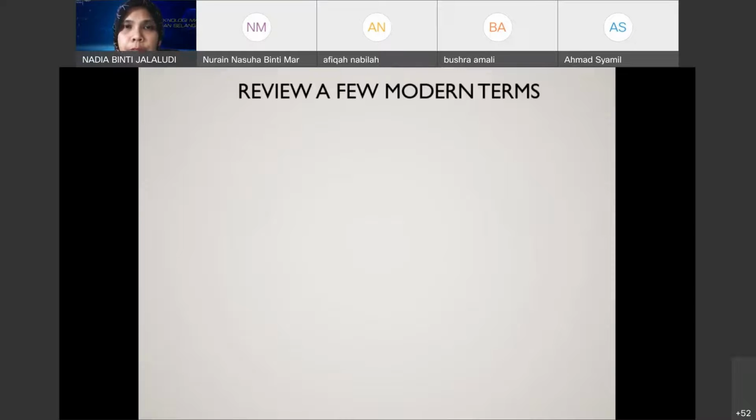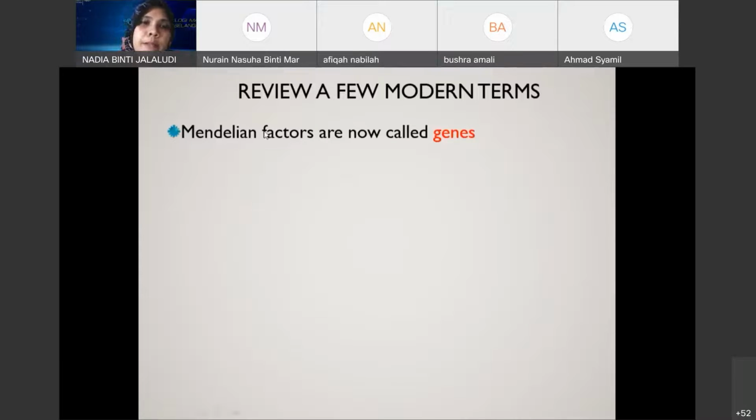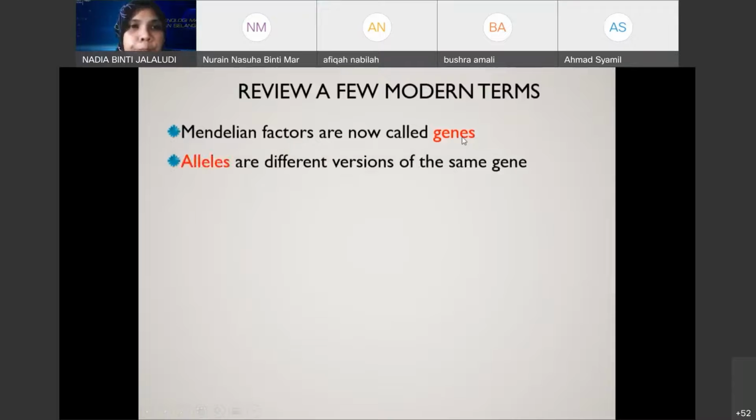So now a review of a few modern terms compared with Mendel's time. So Mendelian factors are now called genes. In his time he didn't call them genes, he just called them factors. So now we are a bit more advanced, we say genes. And then alleles are different versions of the same gene. So in every gene there are two alleles. I hope you already know this basic.